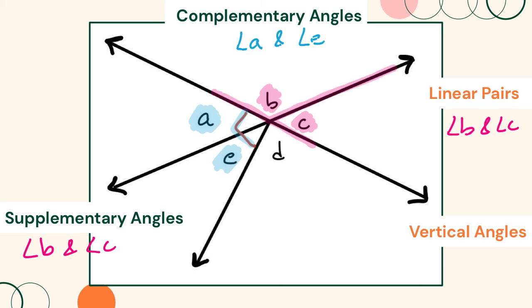So we can name that for both of them. And then my vertical angles, these are angles that could be folded on top of one another, and they create that X. So if I look, here is my X, and so my vertical angles would be angle A and angle C.